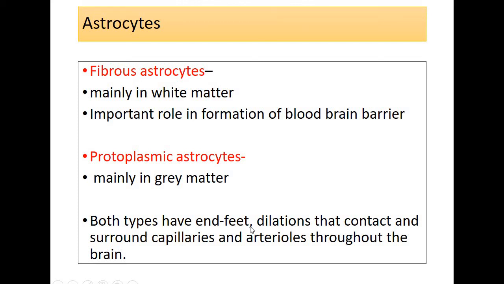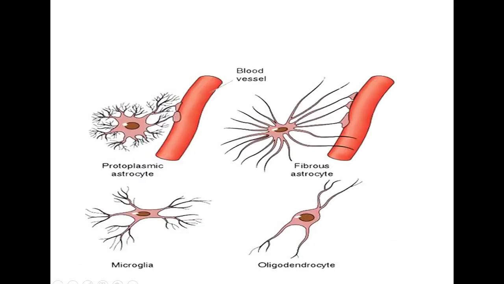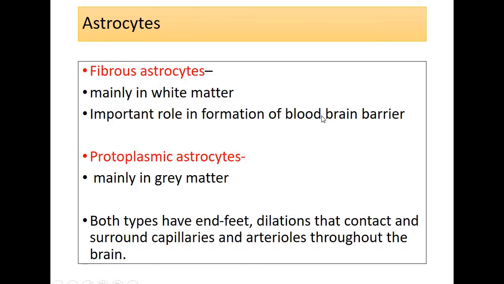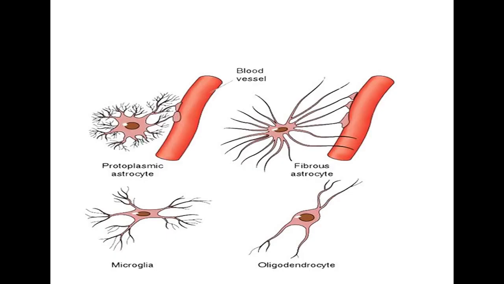They have end feet and they have dilated parts. Their end feet are dilated, contacting and surrounding the capillaries and arterioles throughout the brain. You can see here the protoplasmic and the fibrous astrocytes have long processes and end feet. These are the protoplasmic ones.